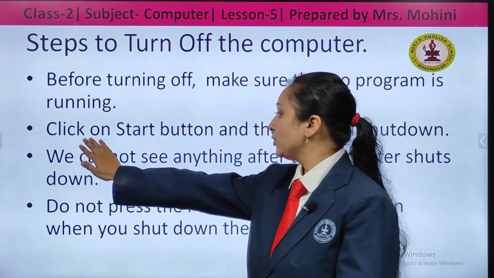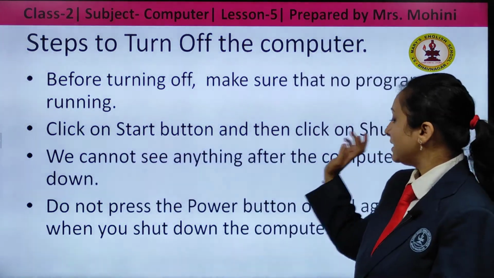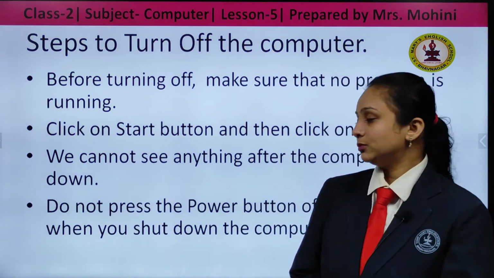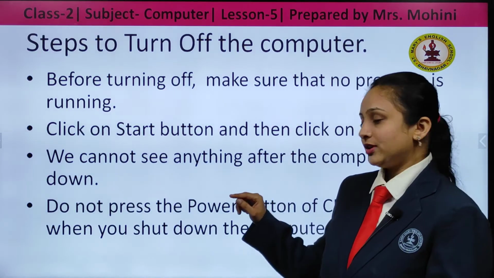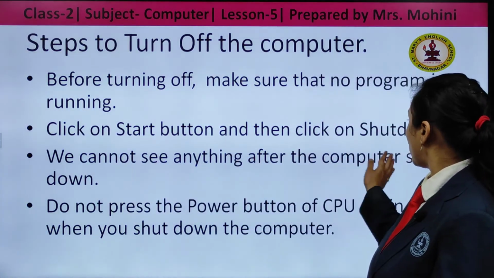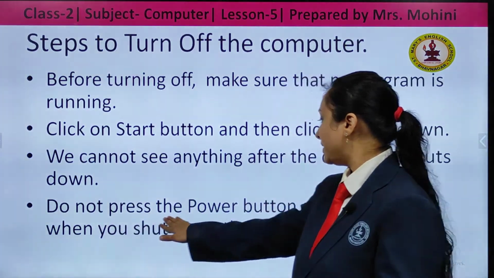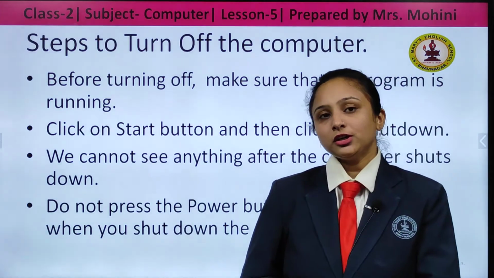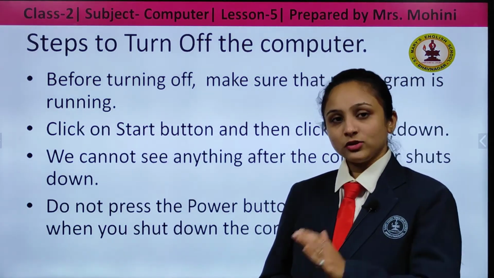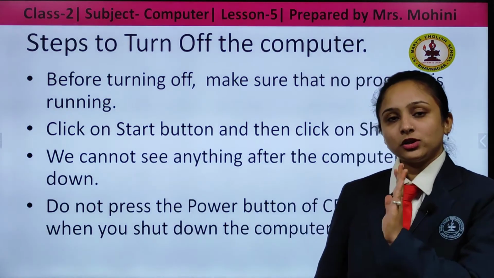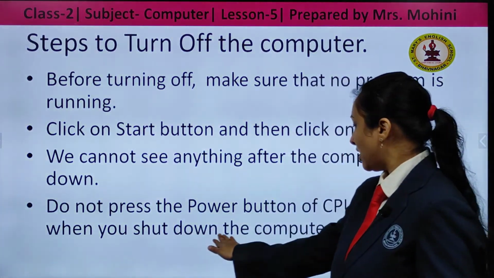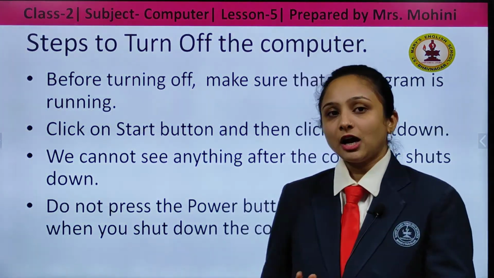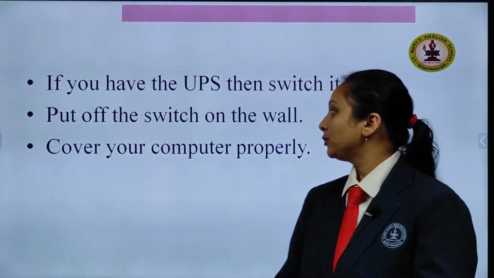So, after that, click on the start button, and up there is a small option known as shutdown. After clicking on shutdown, we cannot see anything after the computer shuts down. Do not press the power button of the CPU again. When you start the computer, we have to turn on the CPU button, but while shutting it off, we don't have to touch the CPU. You don't have to press any button on the CPU while shutting down the computer. Okay, that thing we have to take care of.